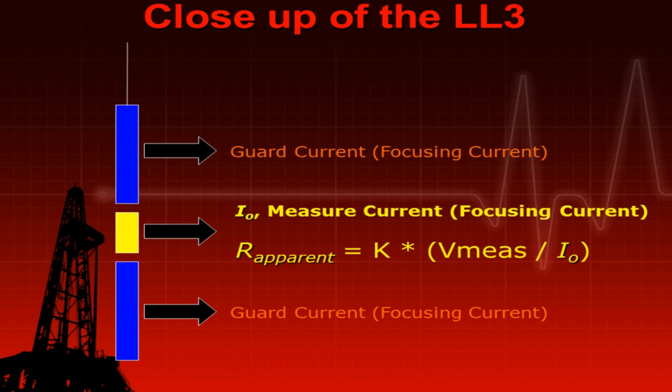What that is, that's just a translation of Ohm's law, okay? So if I pull this over here, I'd have V equals IR. So I0 times R apparent is going to equal K times my measure voltage, Ohm's law, okay? I know V because I'm driving it. I can measure I0, and K is just purely defined by the physical geometry of the tool, and from that I can get an apparent resistivity.